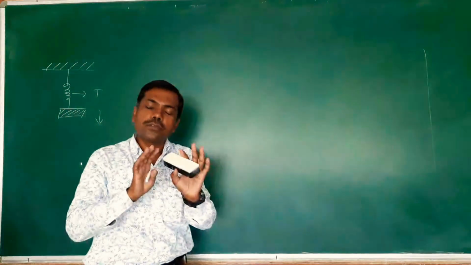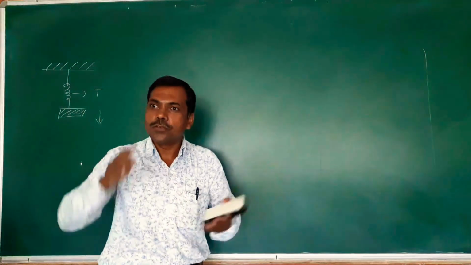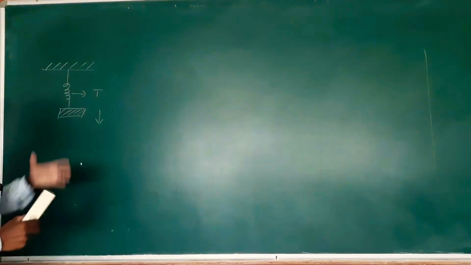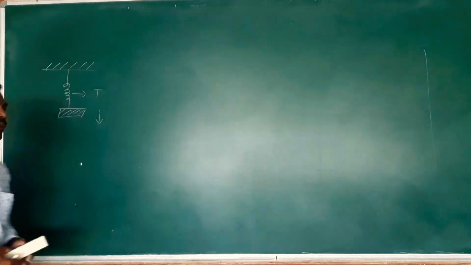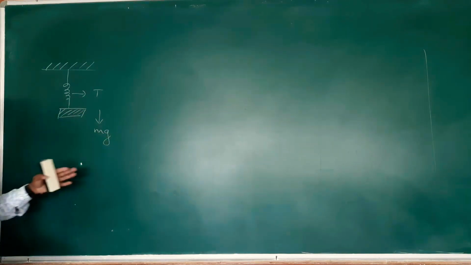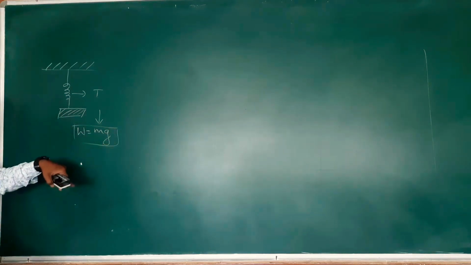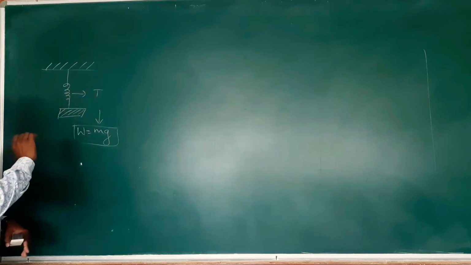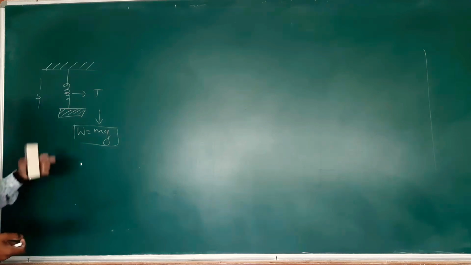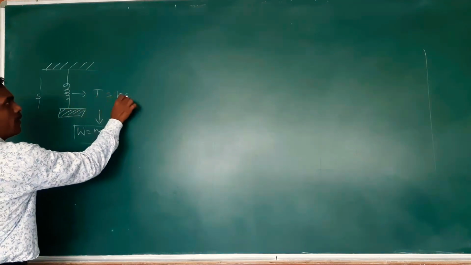So the up and down process starts, right? And it stops after some time, and we say that equilibrium occurs. Equilibrium occurs means what? We have seen there are two forces. One is weight, W equal to mg, acting downward, and the other is tension in the spring. Suppose s is the length and K is the spring constant, then tension T is equal to Ks.